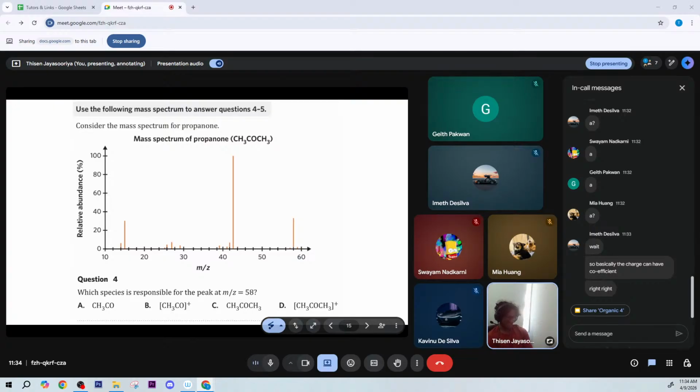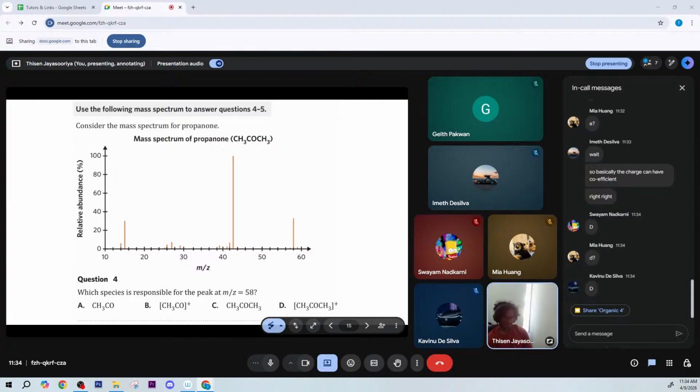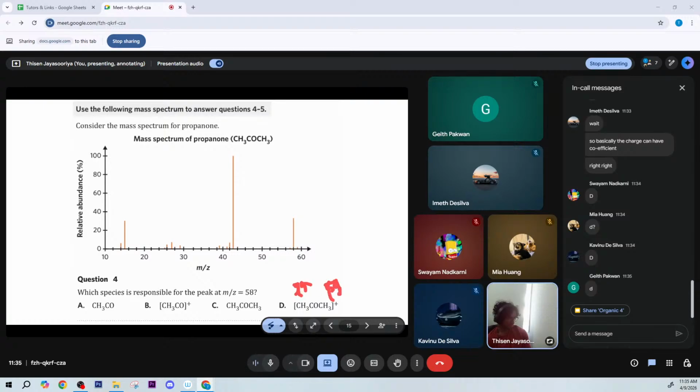So what do you guys think the answer is? Is it A, is it B, or is it C? We have one person saying D, we have a second person saying D. Come on, Emeth, Kevin, yeah, it's a D. Blessing, what do you think? I think it's D as well. So this one is 15 plus 15, plus 28. Yep, it's D. It's not C or A because they're non-charged, and this one's molar mass is too small.